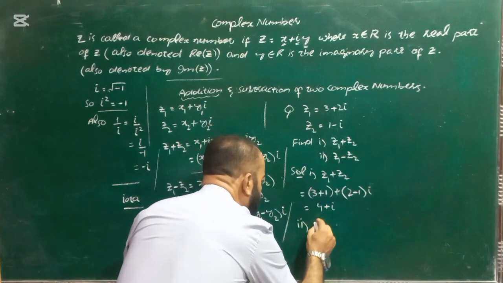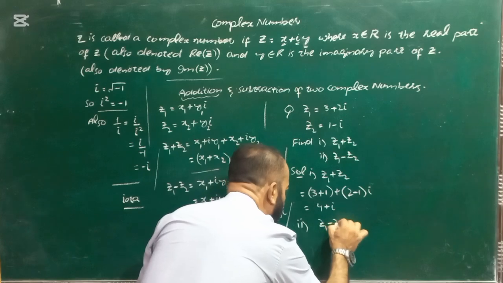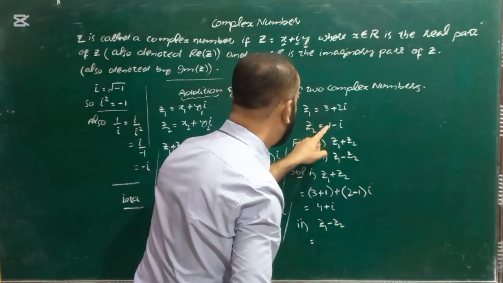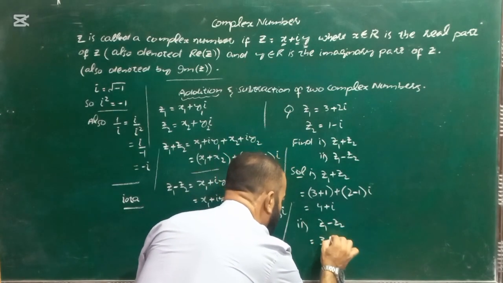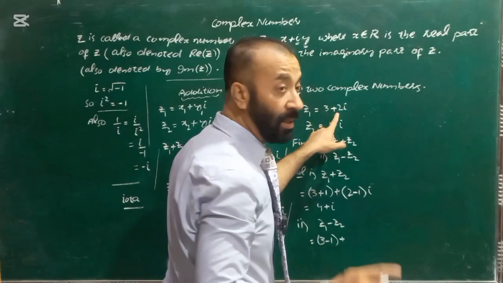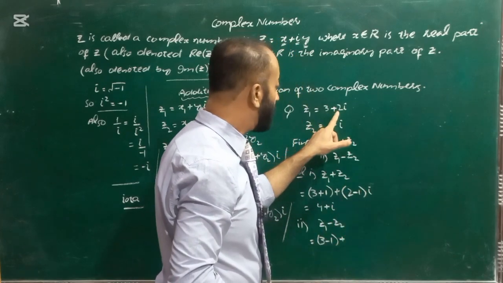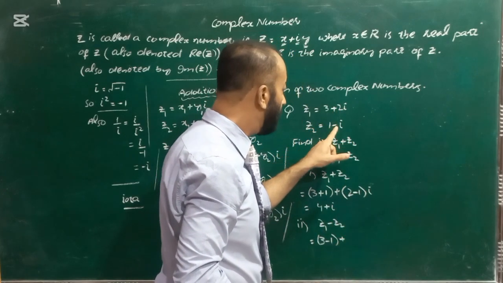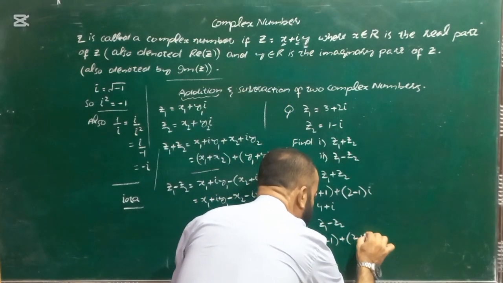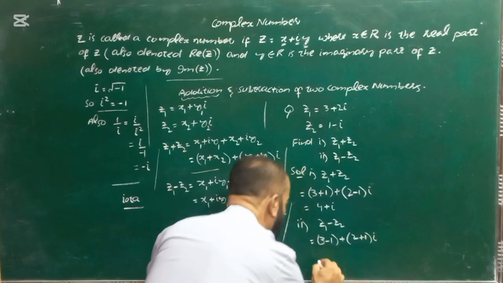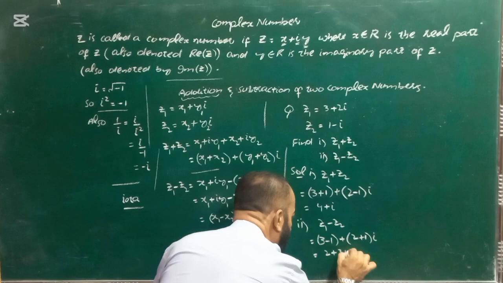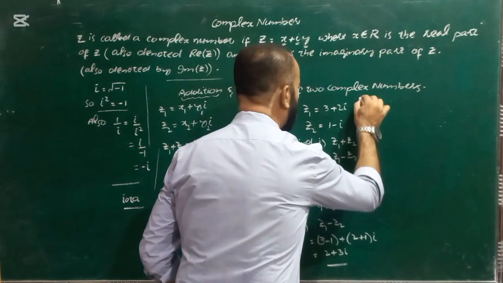Likewise, second part, z1 minus z2. Real parts will be subtracted, 3 minus 1, plus imaginary parts will be subtracted. Be careful, they will be subtracted. So 2 minus minus 1, that will make plus, and iota is common. So 2 plus 3 iota is the answer.